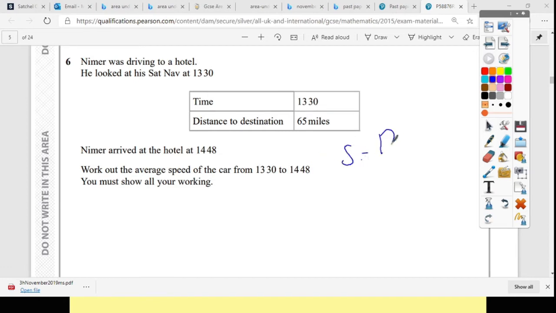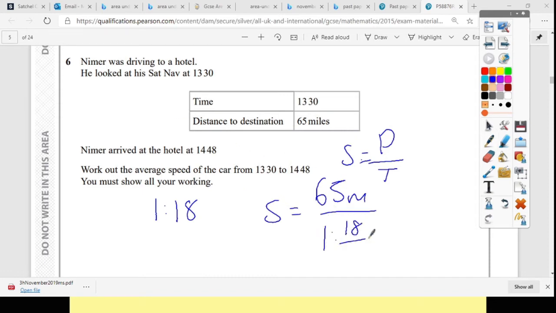You must show all your working out. Right. So speed equals distance over time. Okay. We want the average speed, which we don't know. My distance is 65 miles. My time, so I need to work out the difference in time from 1:30 to 4:48. So it's 3 hours and 18 minutes. Let's change it. So I can't have 18 minutes, so I'm actually going to put 18 over 60. Okay, type all that into your calculator. So 65 divided by 3 and 18 over 60. I've got 20 miles per hour.